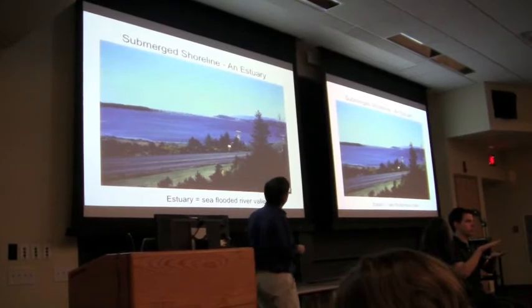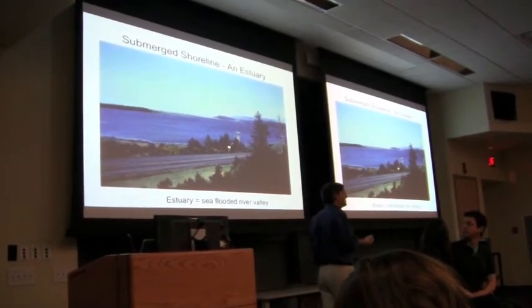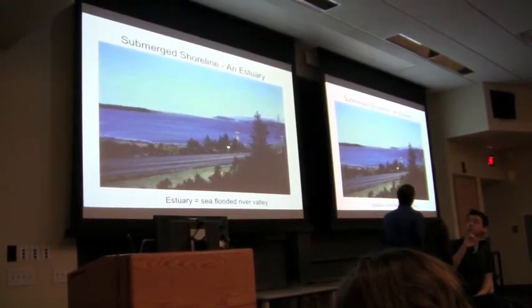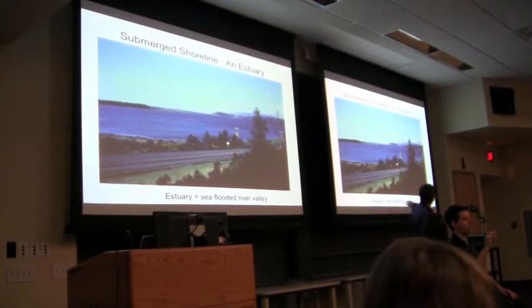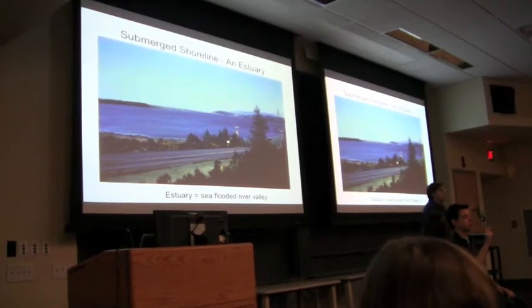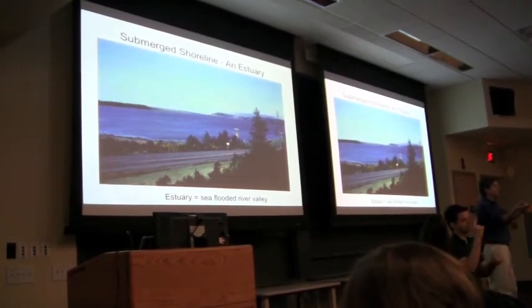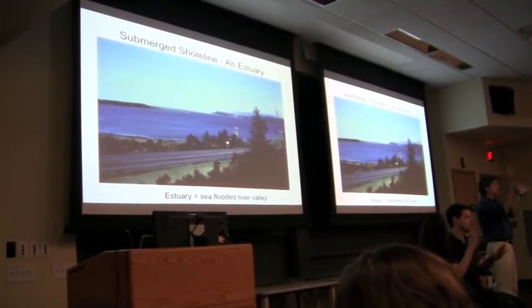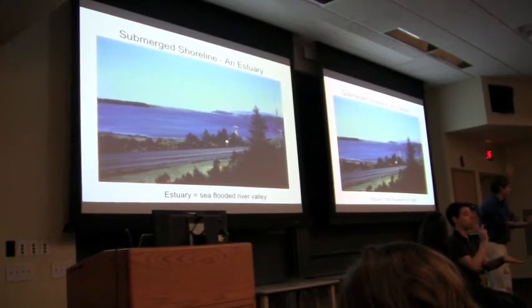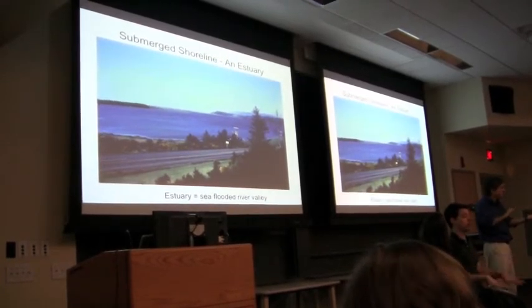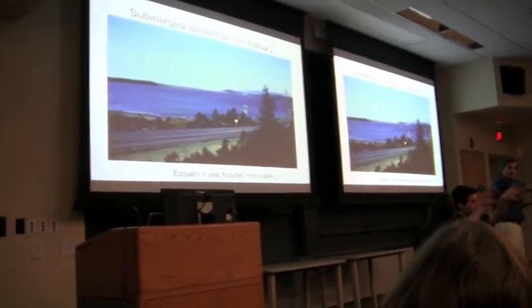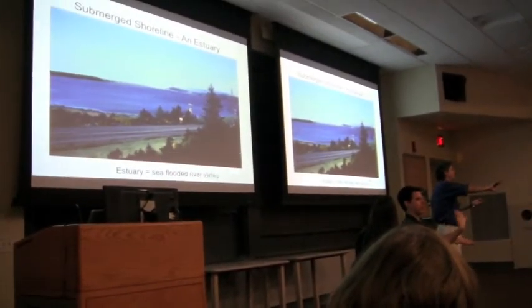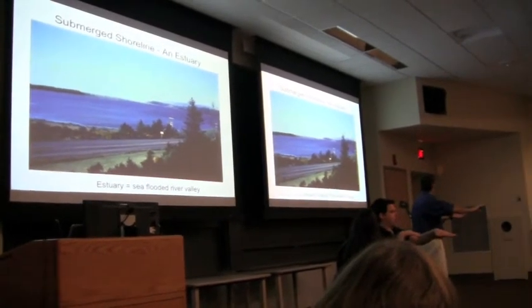Often these submerged shorelines lead to what we call estuaries. An estuary, defined here, is an ocean or sea-flooded river valley. So you imagine a river emptying into the ocean. If that sea level rises or the land surface drops, the ocean is going to progressively move up that river valley. You get progressively higher up that river channel.